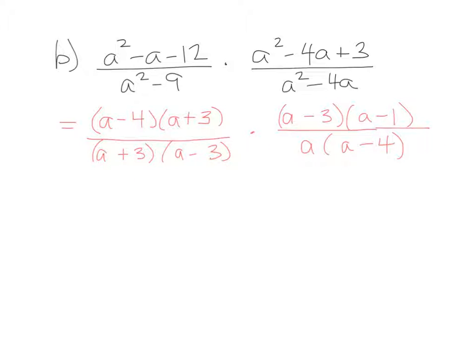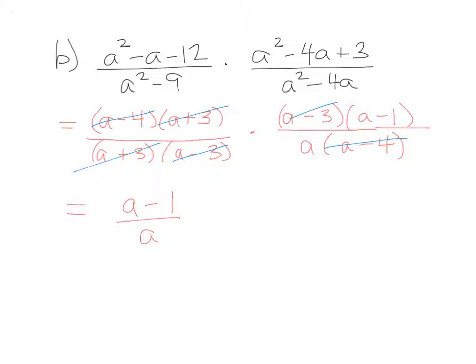What I need to do next is look for common factors. There's a minus 4 on both sides. Would I do that? Would you? The a minus 4 is a common factor, yeah, because there's 1 in the numerator and there's 1 in the denominator. What else? A minus 3, 1 in the numerator, 1 in the denominator. And a plus 3, 1 in the numerator, 1 in the denominator. So we're left with a minus 1 over a.